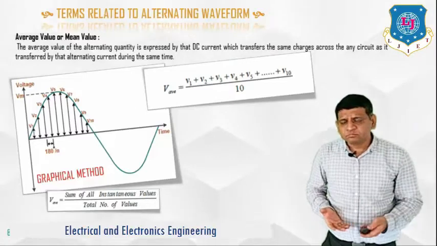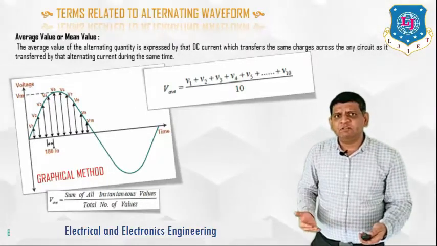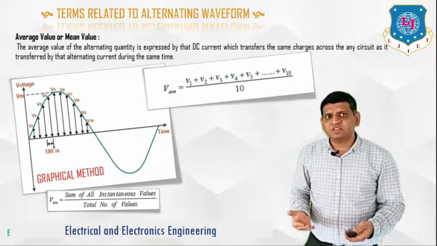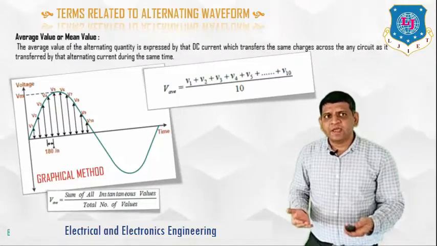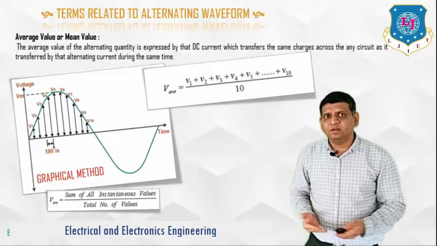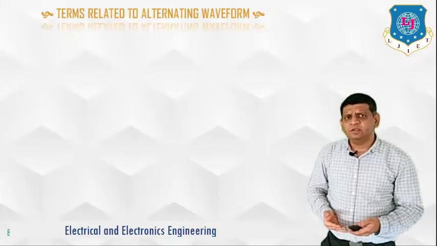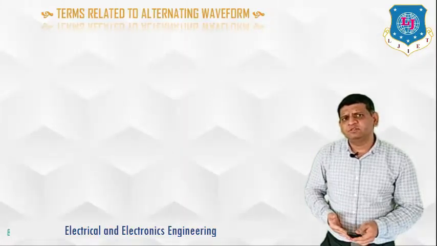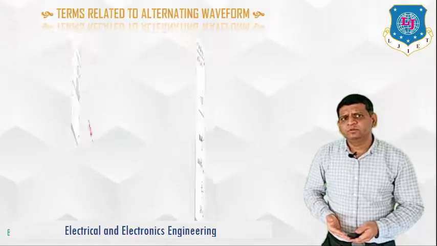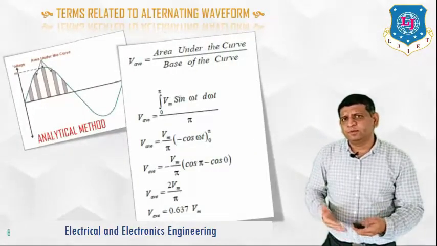So the average value of the alternating quantity is expressed by that DC current which transfers the same charge across any circuit as it is transferred by the alternating current during the same time, right? So once you check here, you can find this average value for the positive half cycle.